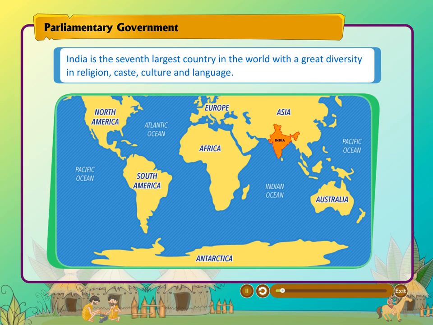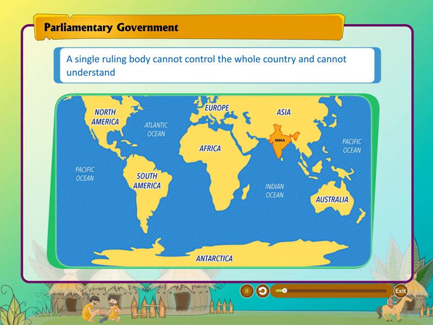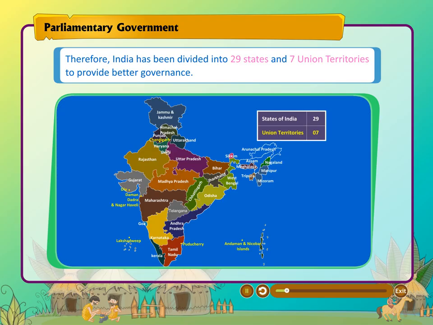India is the 7th largest country in the world with a great diversity in religion, caste, culture and language. A single ruling body cannot control the whole country and cannot understand and handle local problems of every part of the country with ease. Therefore, India has been divided into 29 states and 7 union territories to provide better governance.